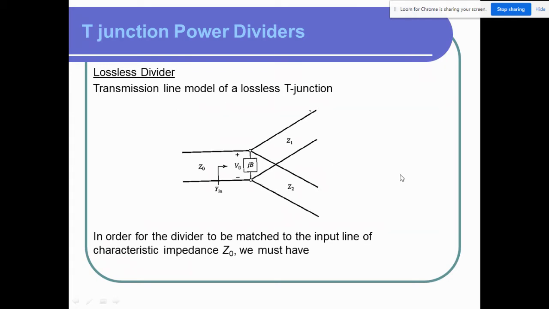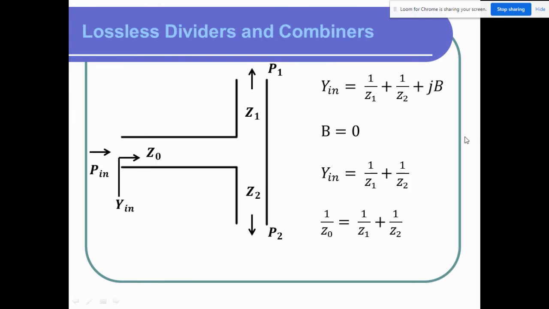And then try to analyze what is there. So it's supposed to be like this. P in will be there, and P1 and P2 will be the outputs, and Z1 and Z2 are the corresponding line impedances, or characteristic impedances, of the different output ports, and the characteristic impedance of the input line is Z0.